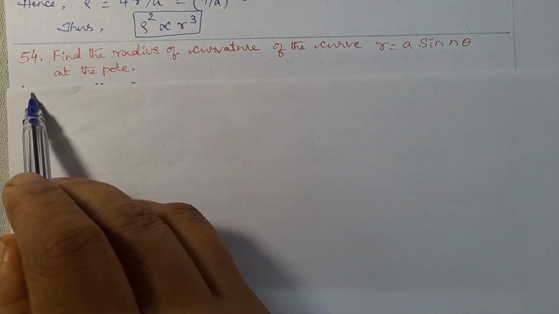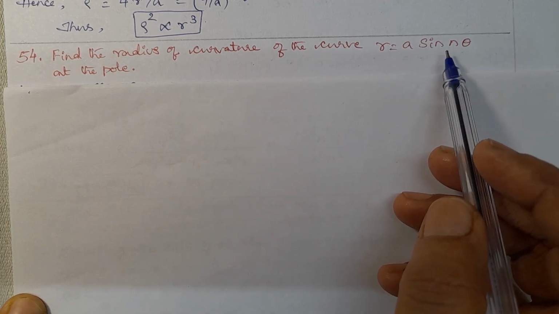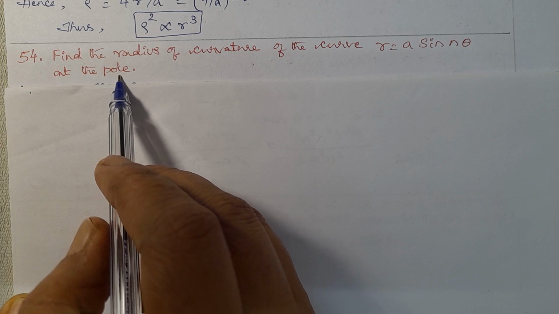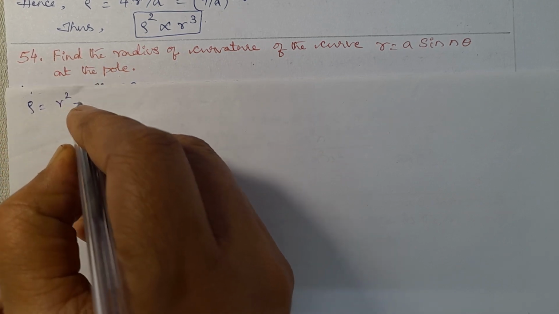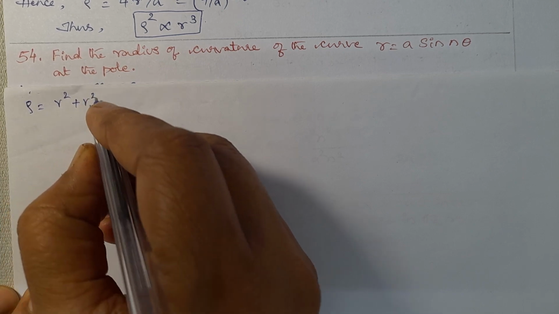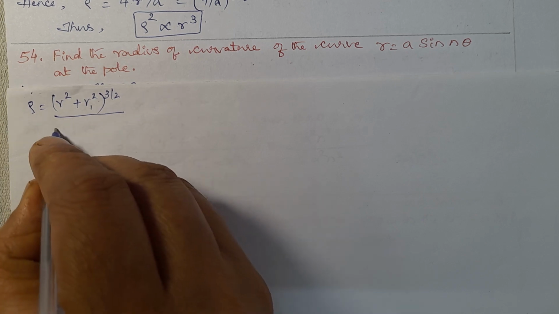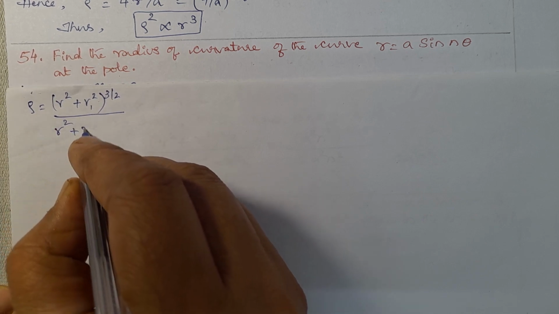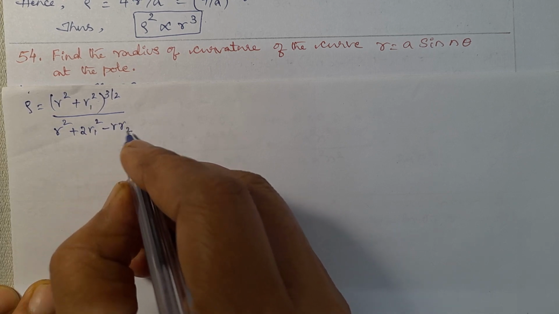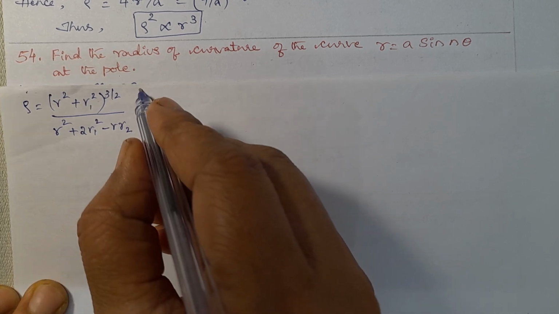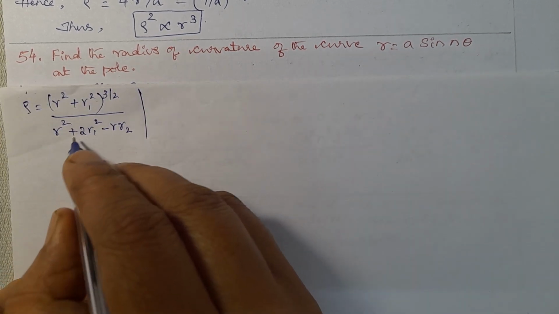Problem number 54. Find the radius of curvature of the curve r equal to a sin n theta at the pole. So radius of curvature rho equal to (r square plus r1 square) to the power of 3 by 2 divided by r square plus 2 times r1 square minus r into r2. So find out r1 and r2.